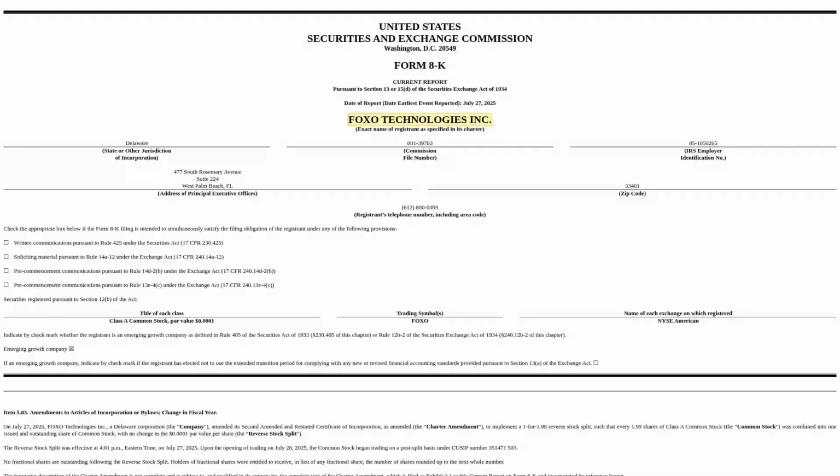So why would a company do this? One of the most common reasons is to boost their stock price. Some stock exchanges have minimum price requirements, and if a company's stock price gets too low, it might risk being delisted, meaning it could be kicked off the exchange altogether. A reverse split artificially inflates the share price by reducing the number of outstanding shares. For FOXO, whose Class A common stock trades on the NYSE American Exchange, keeping the share price above a certain threshold is crucial for maintaining their listing.